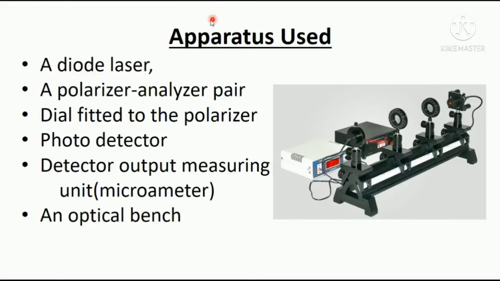Let us see the apparatus used. It consists of a diode laser. This is a diode laser and a polarizer and an analyzer pair, a dial fitted with the polarizer, a photodetector which converts the light falling on it into current and measured using a microammeter. All these things are mounted on an optical bench, and this is the unit for power supply of the laser.